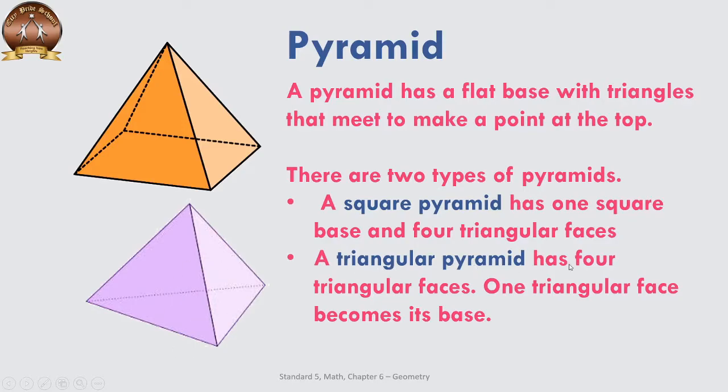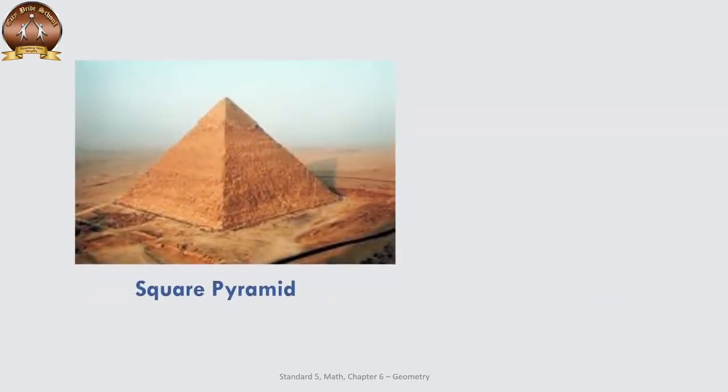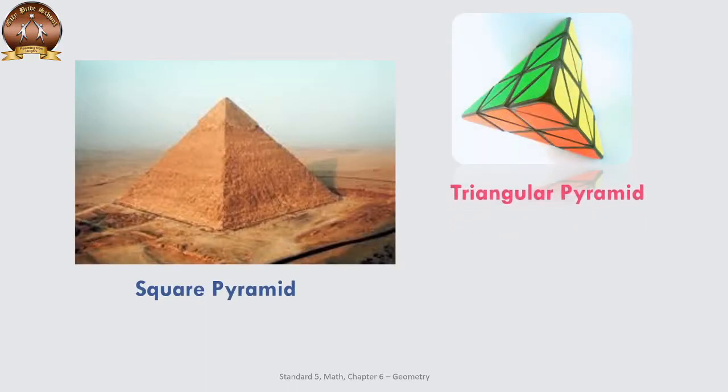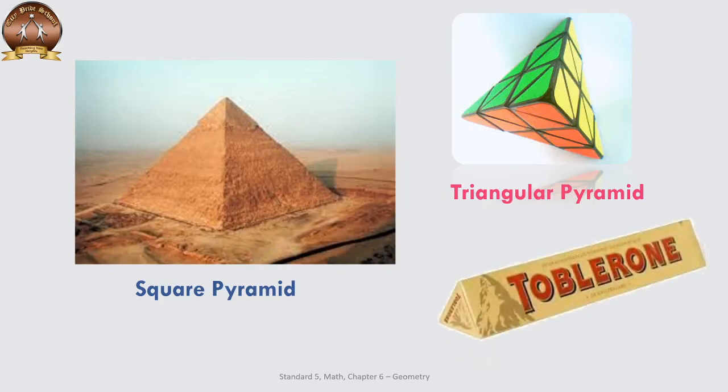So a triangular pyramid has four triangular faces, just like the square pyramid. But in a square pyramid, the base is another added face, that is a square base. Here, any of the faces becomes the base of that triangular pyramid. Now this is a square pyramid, while this is a triangular pyramid. The pyramids of Giza are square pyramids, and the Rubik's triangle is a triangular pyramid. Your Toblerone is also a triangular pyramid.